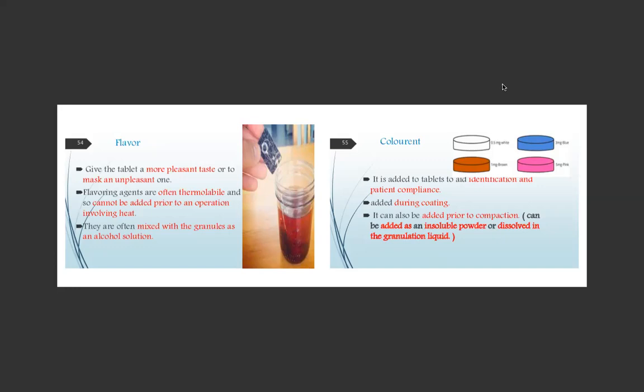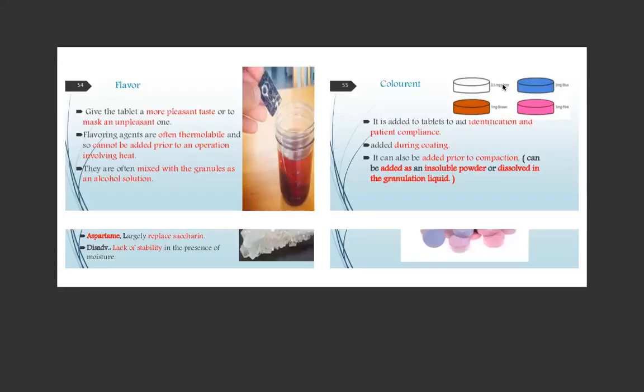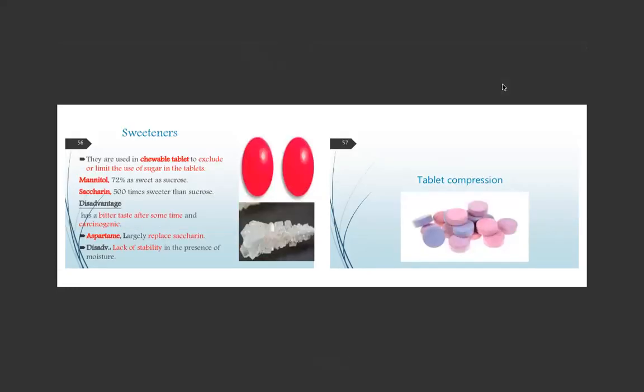Colors, as I had told you before also, whichever colors you use should be approved colors only, approved by the Drug and Cosmetic Act and also by the FDA. Again, it is for identification and patient compliance. Sweetening agent, about all these organoleptic agents, I think everyone can write enough because it is easy to understand.